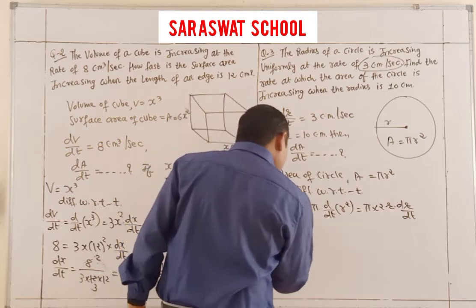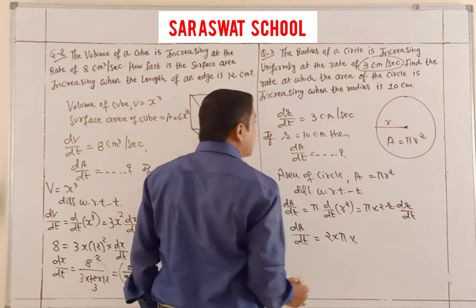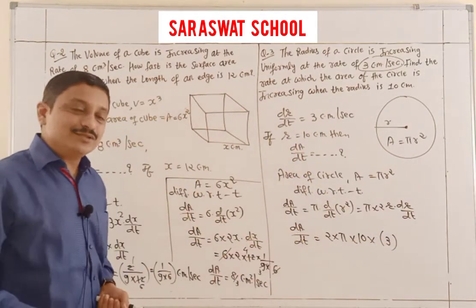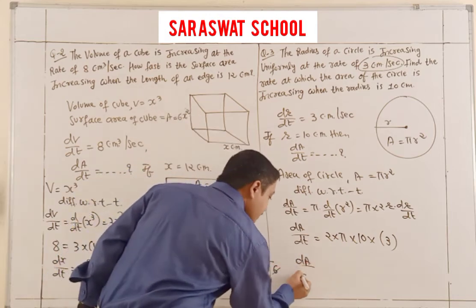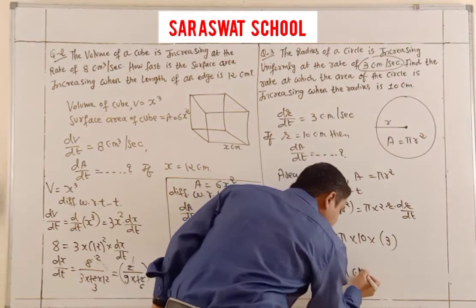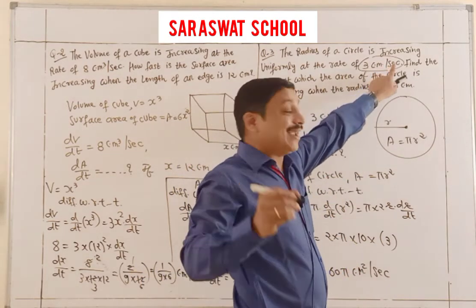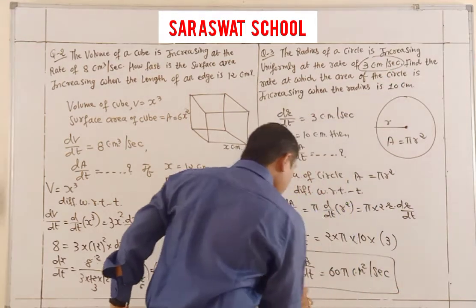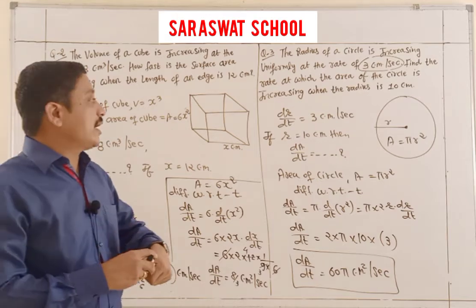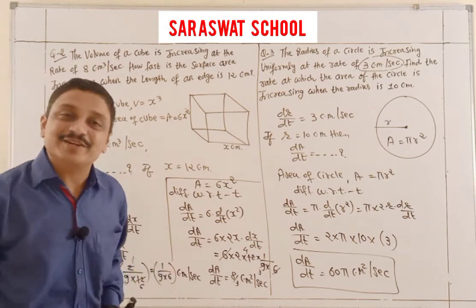So dA by dt is 2 into pi into r, which is 10, and dr by dt is 3. So 3 times 2 is 6, into 10. So dA by dt is 60 pi. The unit is centimeter square per second, and this is your answer. The area increases every second by 60 pi centimeter square, if your radius increases at only 3 centimeter per second.